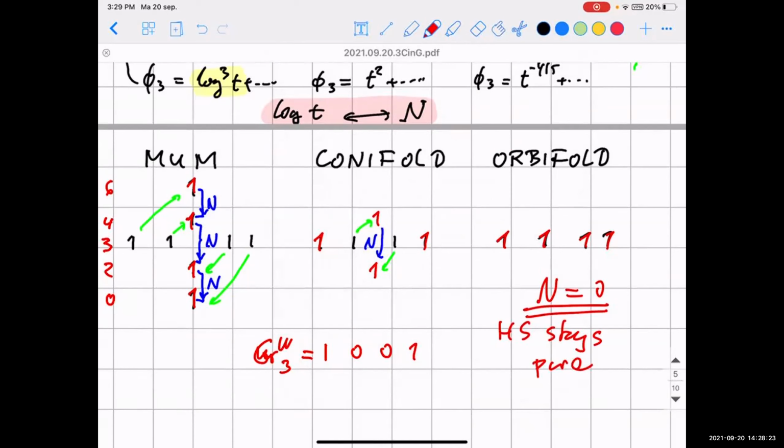And here we get a non-pure one. So here you get an extension of Hodge structures. And here in the MUM case, you get an extension of just ones. So here you get an iterated extension of Tate motives. Here we get an extension of a motive of weight 3 with one a little bit higher and one lower weight. So this is the standard picture.